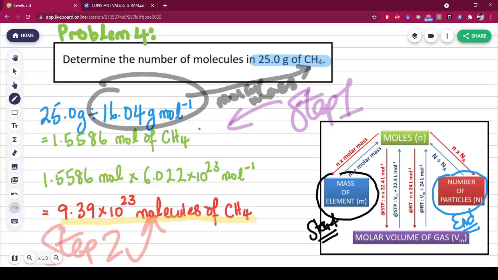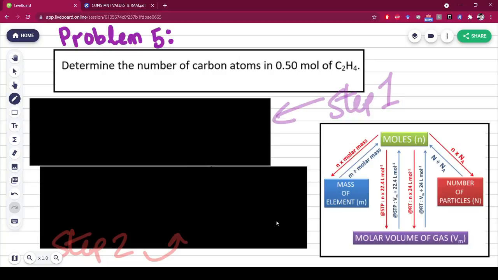Okay, so you'll get 1 mark for this, you'll get 1 mark for this, and 1 mark for the final answer. Problem number 5. What do we need to do now? We need to determine the number of carbon atoms in 0.50 mole of C2H4. Remember, number of carbon atoms. So you do not get tricked by this situation.